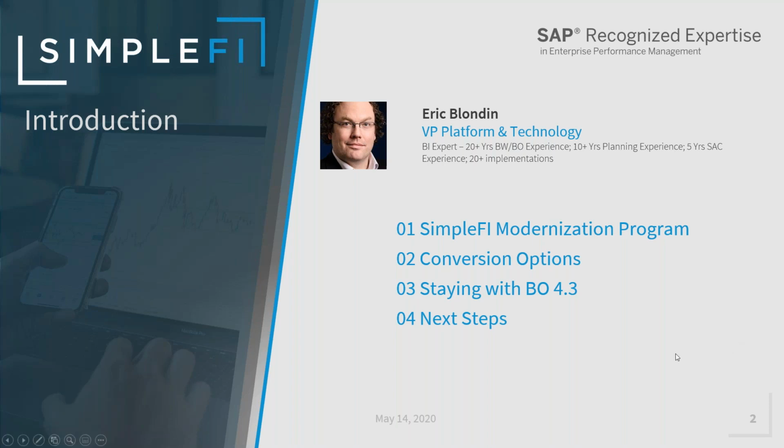First, I'm going to introduce a Simplify modernization program. Modernization is how to help you go into optimizing your BI with either BO, Analytics Cloud, or both. What are your conversion options? Let's say you want to go to Analytics Cloud, but you have a lot of investments on business objects. What should you do? What should you think of? And maybe you should stay with business objects. Maybe that's really what you need. And for some of you, that will be the answer. And then next steps, how can we help you go through that transition, evaluating the transition, what are the best options? This is pretty much the agenda we have for the next hour.